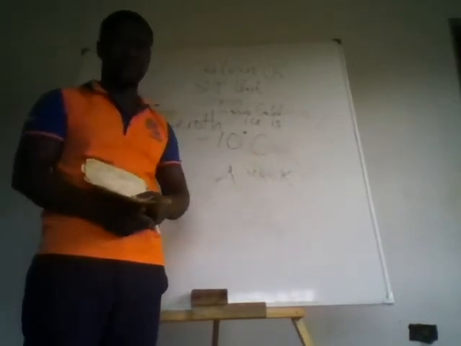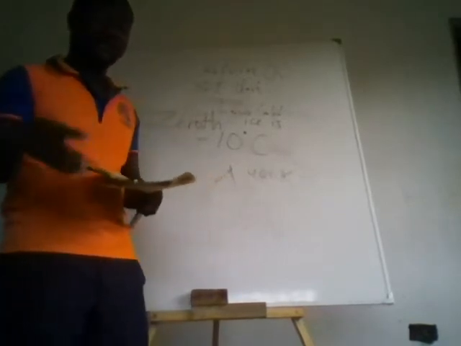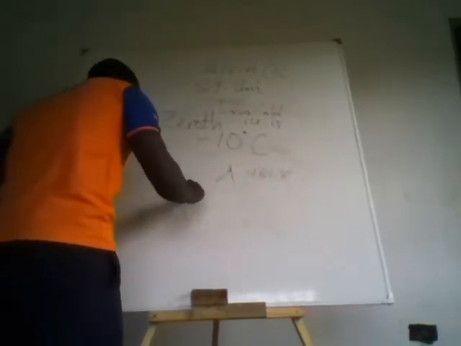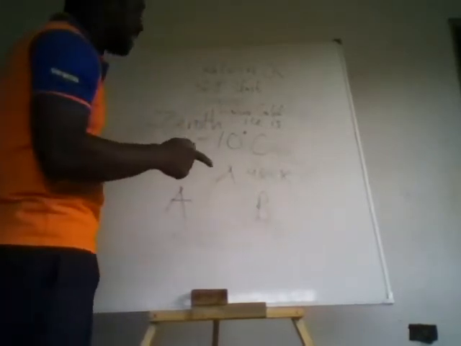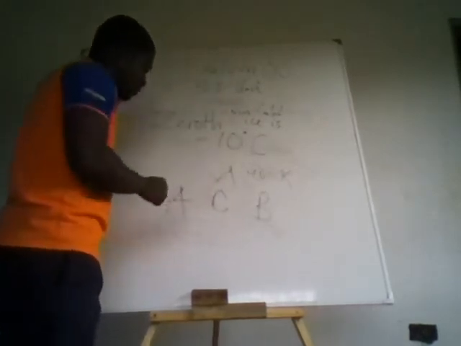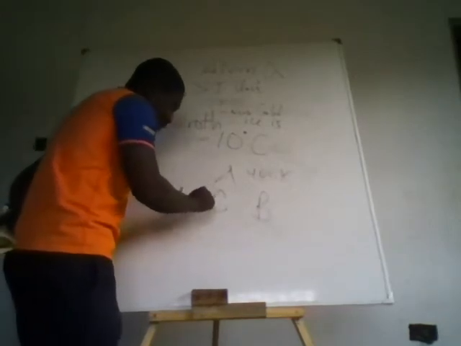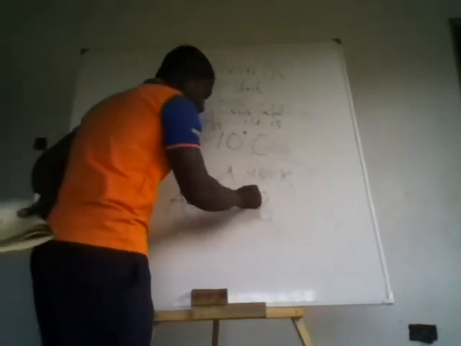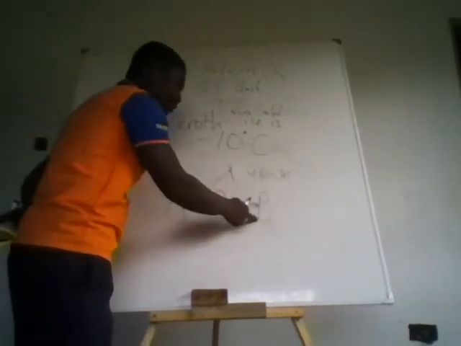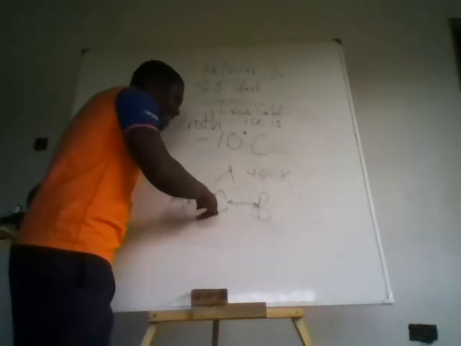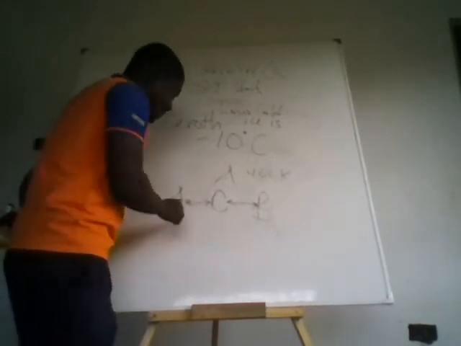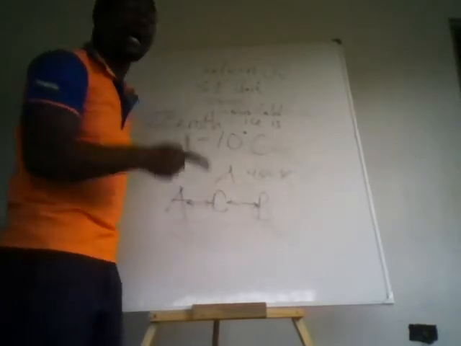What is Zeroth law? It says what? If two bodies, A and B, let me illustrate here, A and B, are in thermal equilibrium with a third body, C. So, this A is in thermal equilibrium with C. B is also in thermal equilibrium with C. So, if two bodies, A and B, are in thermal equilibrium with a third body, C, then we can say that the bodies A and B are in thermal equilibrium with each other.